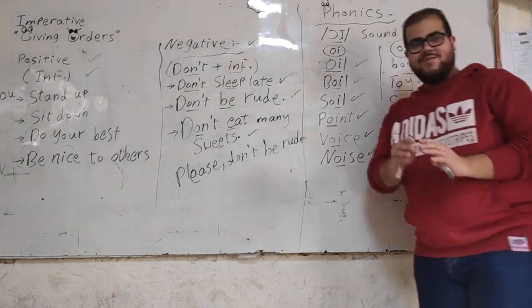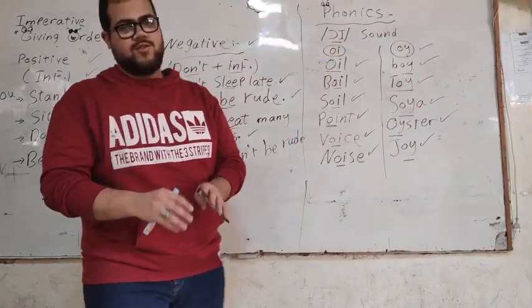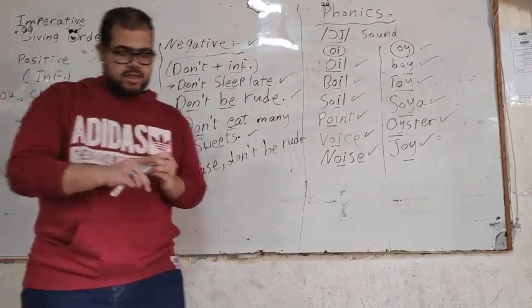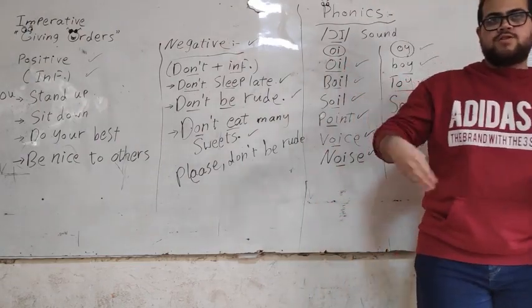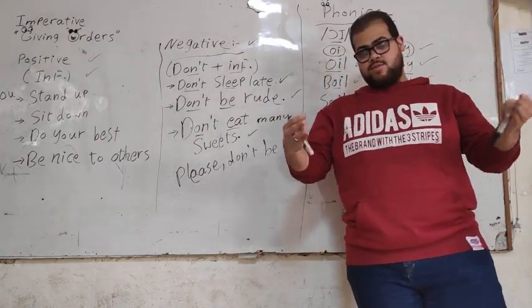So this is all for the unit today. What we have taken now is the imperative form and the oi sound, and before it we took object pronouns and the vocabulary.